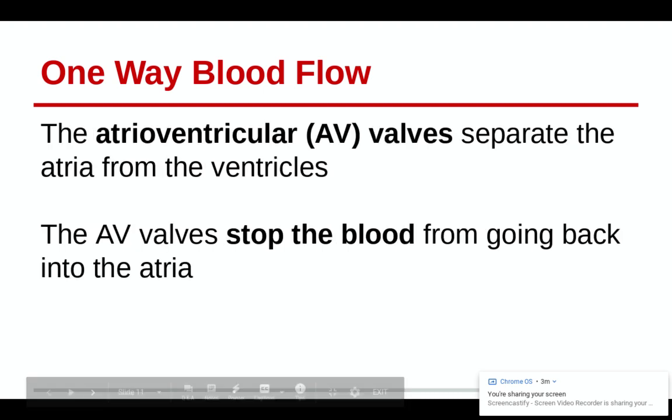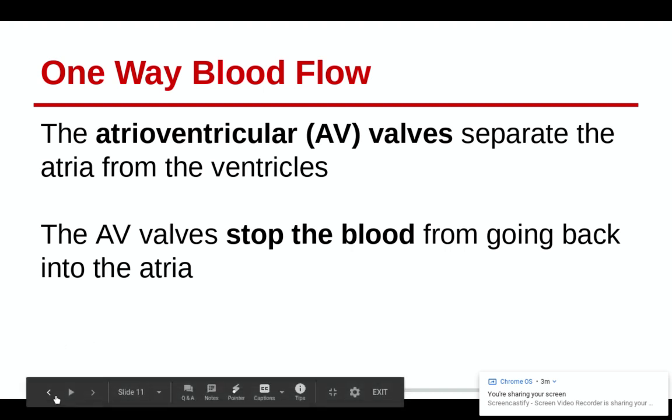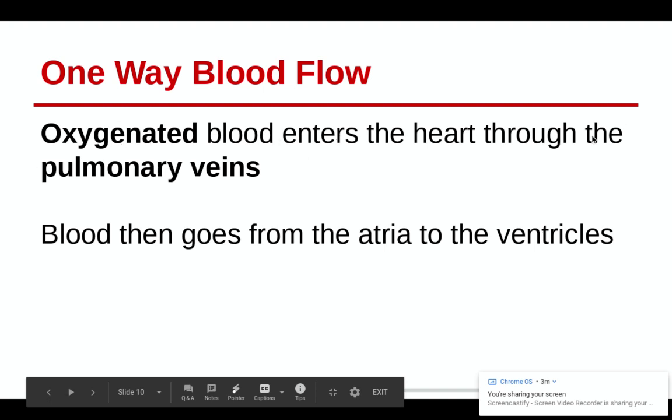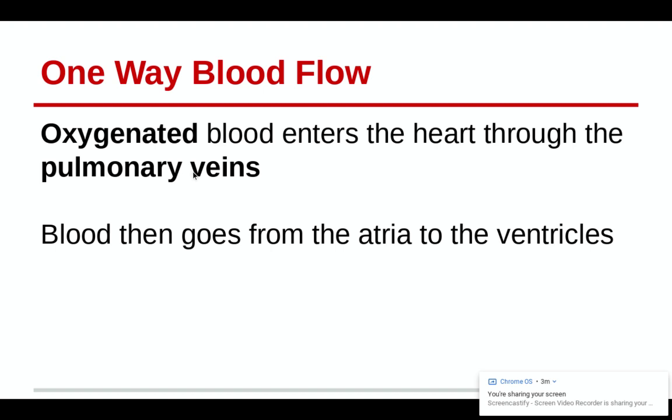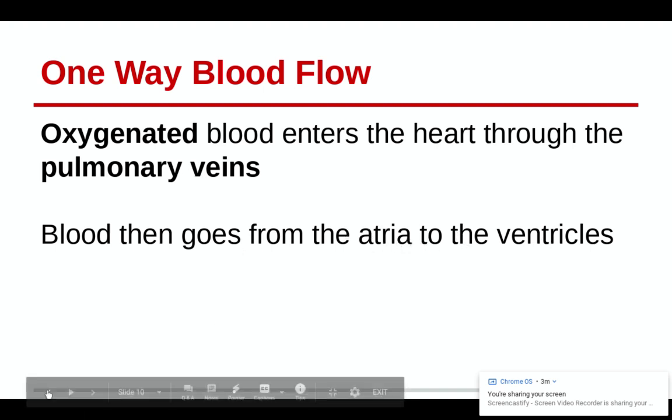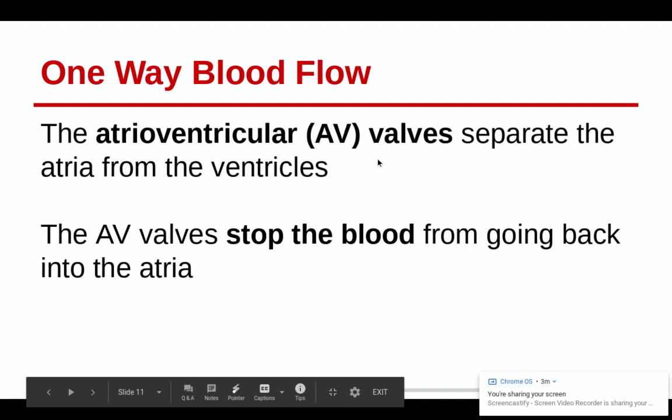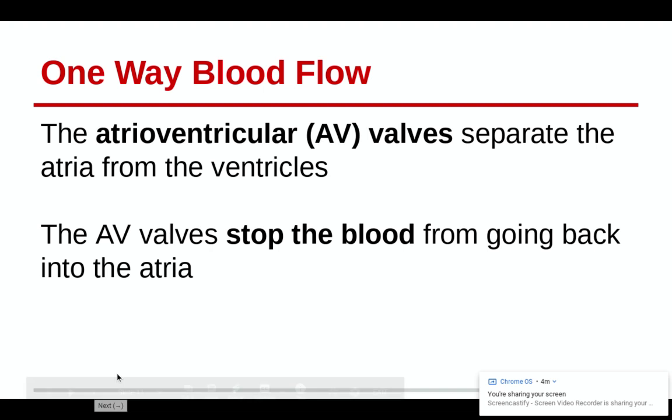The atrioventricular valves separate the atria from the ventricles, and the AV valve stops the blood from going back into the atria. So as blood enters from our body or through our pulmonary veins, it goes to the atria, then it's pumped into the ventricles. The AV valves are what stop it from going back into the atria.